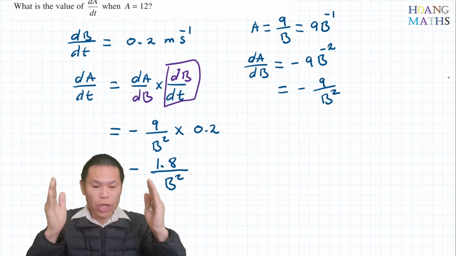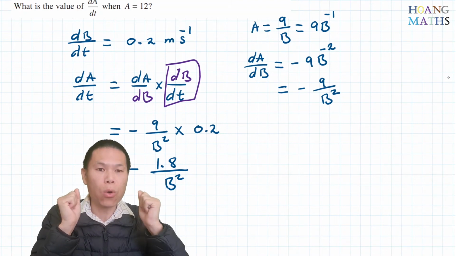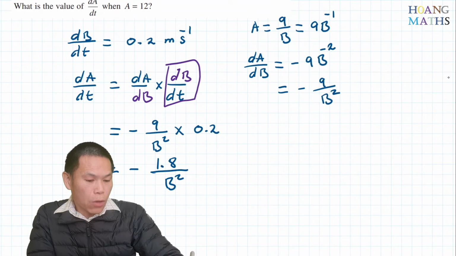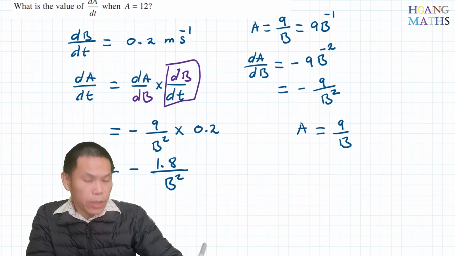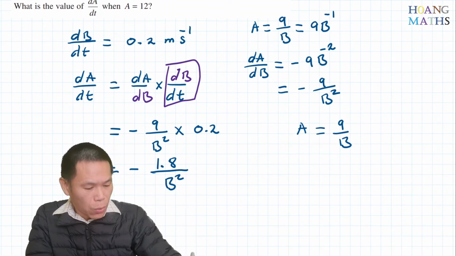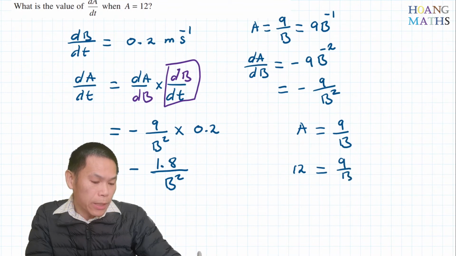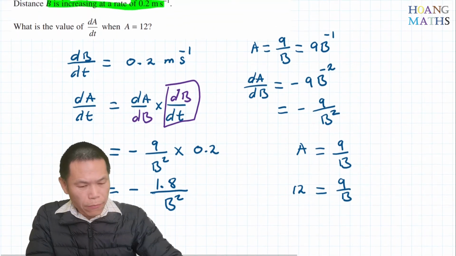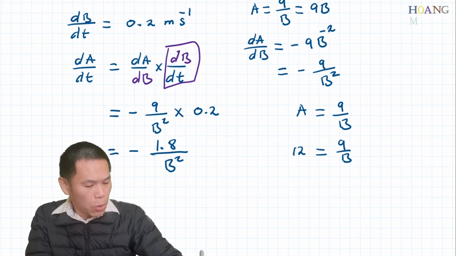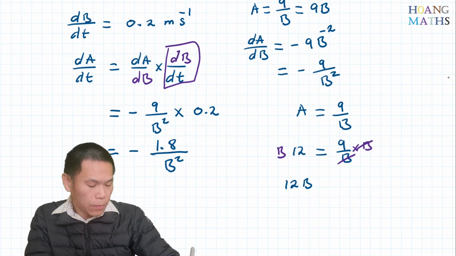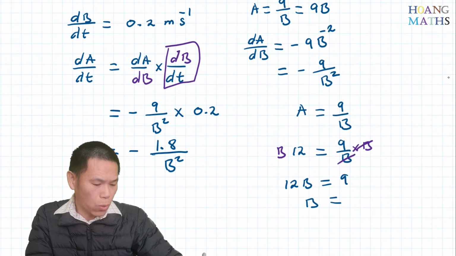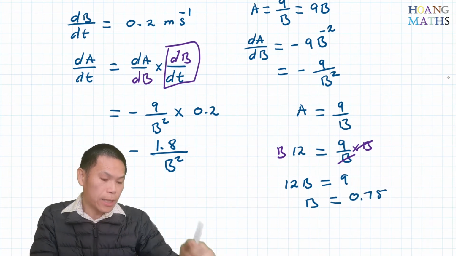Then we need to find the rate of change for I, that is when I is 12. But then we have B there. So we know that I is equal to 9 over B. So therefore, when I is 12, we need to find the value of B first, okay? So 12 is equal to 9 over B. If I times B on both sides, so that cancels out. So that is 12B is equal to 9. I divide by 12. So 9 over 12 is 3/4 or 0.75. Okay, that's what it is.